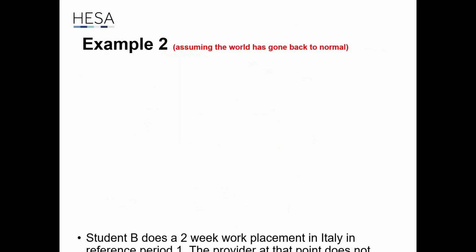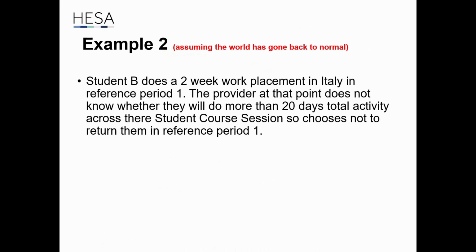as explained there. So example 2, assuming that the world has gone back to normal with all these, student B does a 2-week work placement in Italy in reference period 1. At that point, the provider does not know whether they will do 20 days total activity across the student course session, so they choose not to return them in reference period 1. Sorry, something key I should have said earlier: if a placement's under 20 days, by all means the provider can return them, as they do in the mobility entity currently, but there's not a requirement to do so.